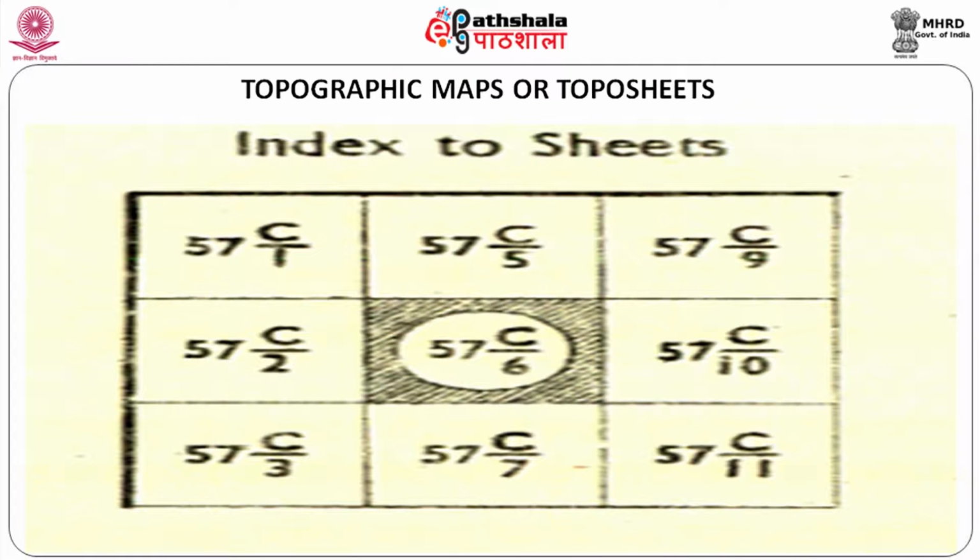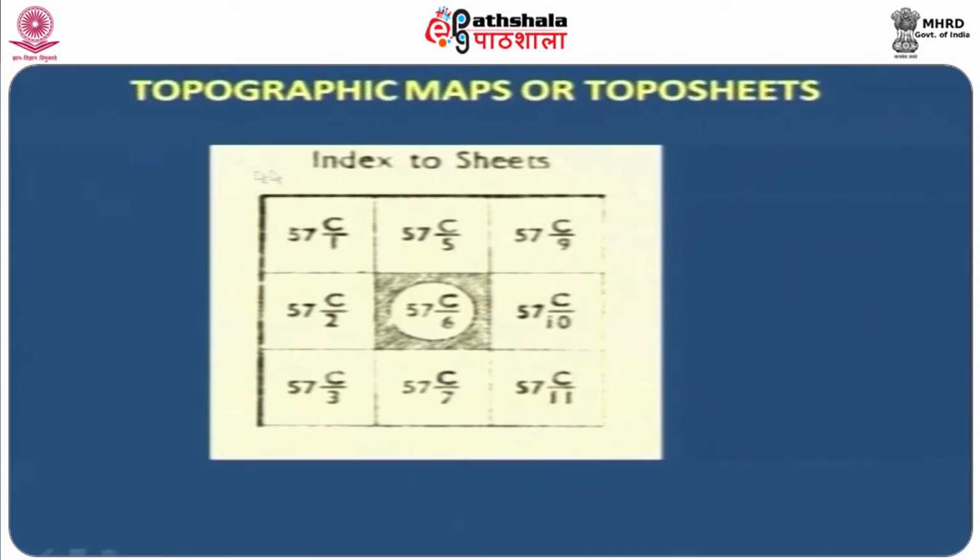Yes, index to sheets. How do you identify a topo sheet? By looking at the index sheet. So you have to see here, 57 is the number, and then C1 is indicative of one part of it. In C, as you have seen, your 1 degree sheet is divided into 16 parts, A, B, C, D and so on. You have 57 C1, C2 and so on, and this is the indication of that particular topo sheet you are looking at.